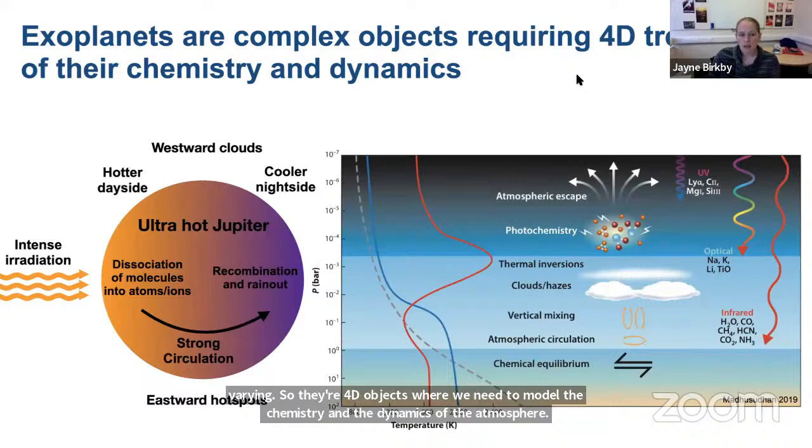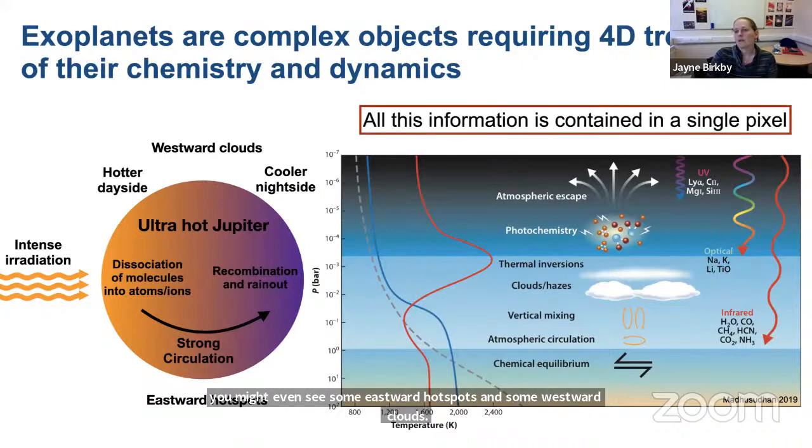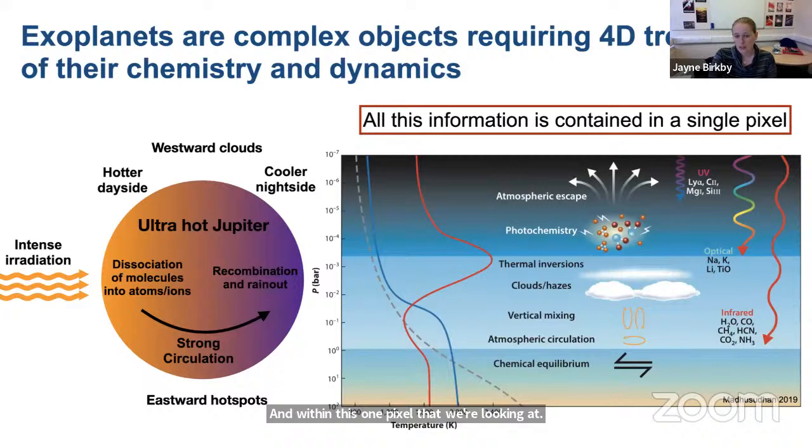So even in the simplest case of an ultra-hot Jupiter, you have intense radiation that's dissociating most of your molecules into atoms and ions. You may have some circulation, maybe you get some recombination and rain out on the night side, and you might even see some eastward hotspots and some westward clouds. And within this 1 pixel that we're looking at in our images that we take to get this information, we're dealing with all of these different atmospheric processes.